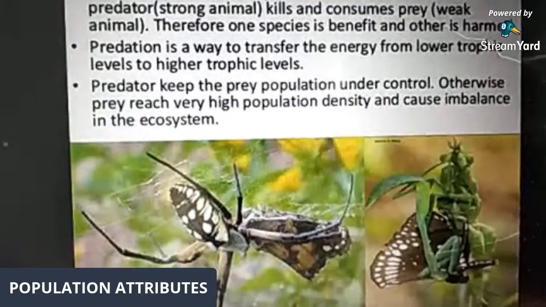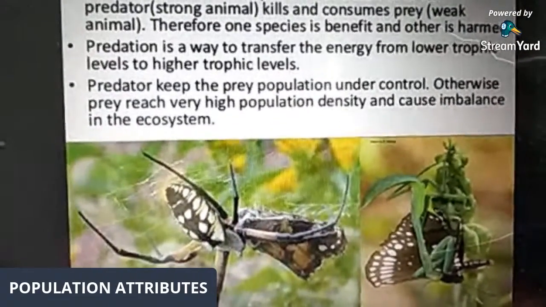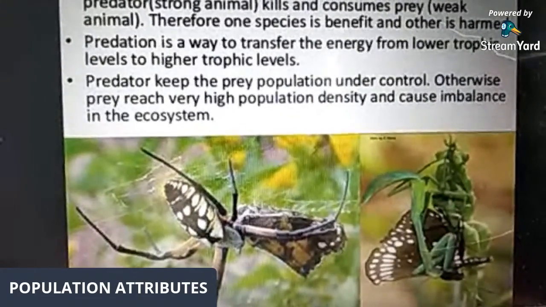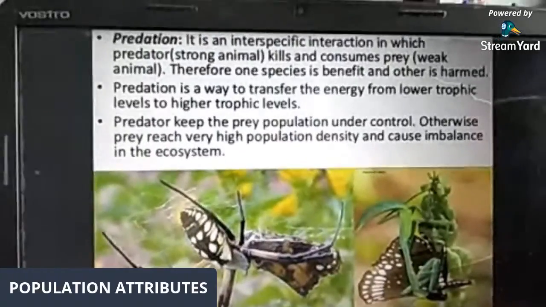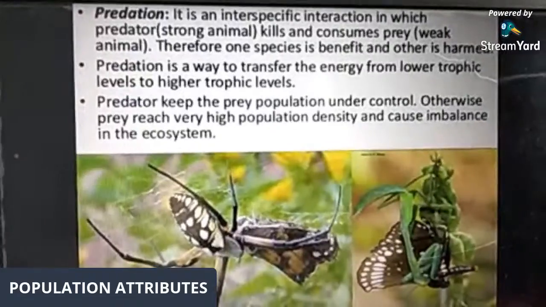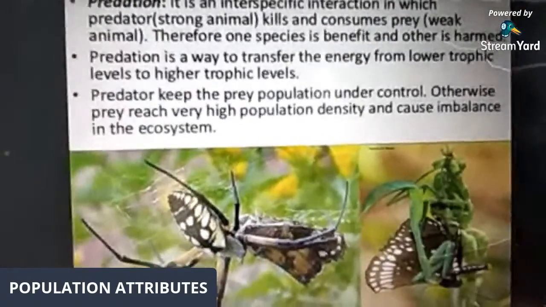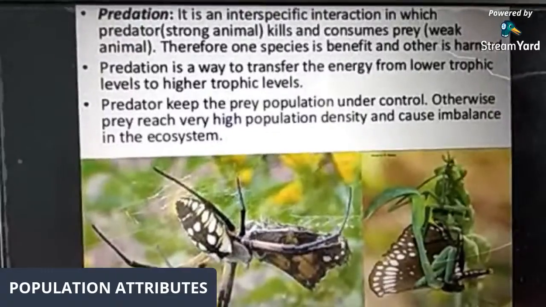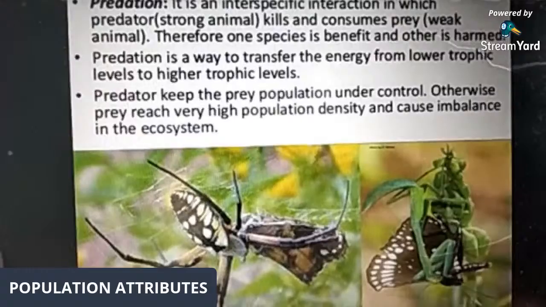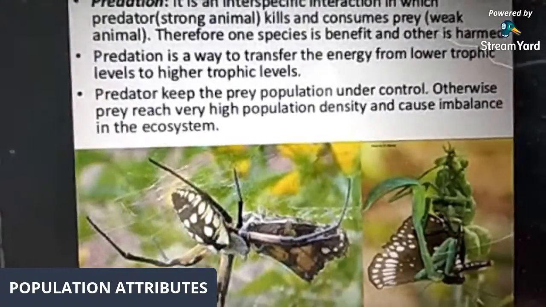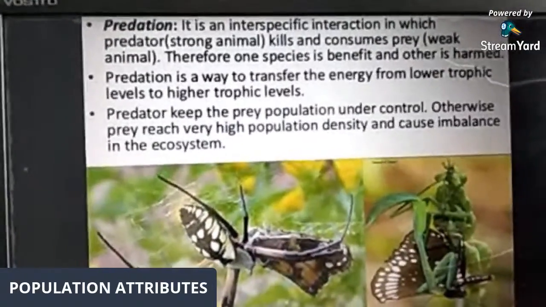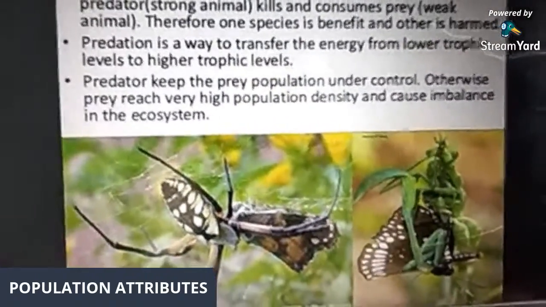And the next one is that the predator keeps the prey population under control. Otherwise, prey reach a very high population density and cause an imbalance in the ecosystem. So these are the basic things of predation. Every interaction is important to maintain the ecological balance. Clear?